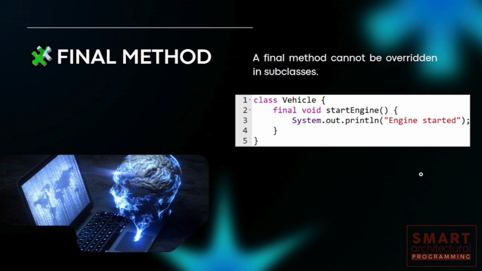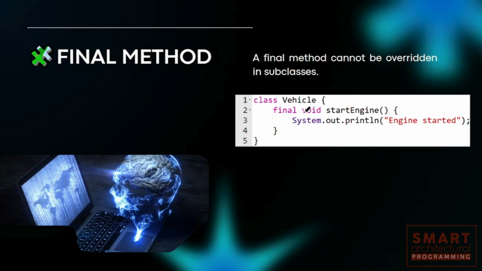So then we have final method as well. So what is a final method? It is a method that cannot be overridden in a subclass. So the abstract method was something that was made to be overridden, but the final method was made so that it cannot be overridden. So these two are like diametrically opposed to each other to a degree, right?